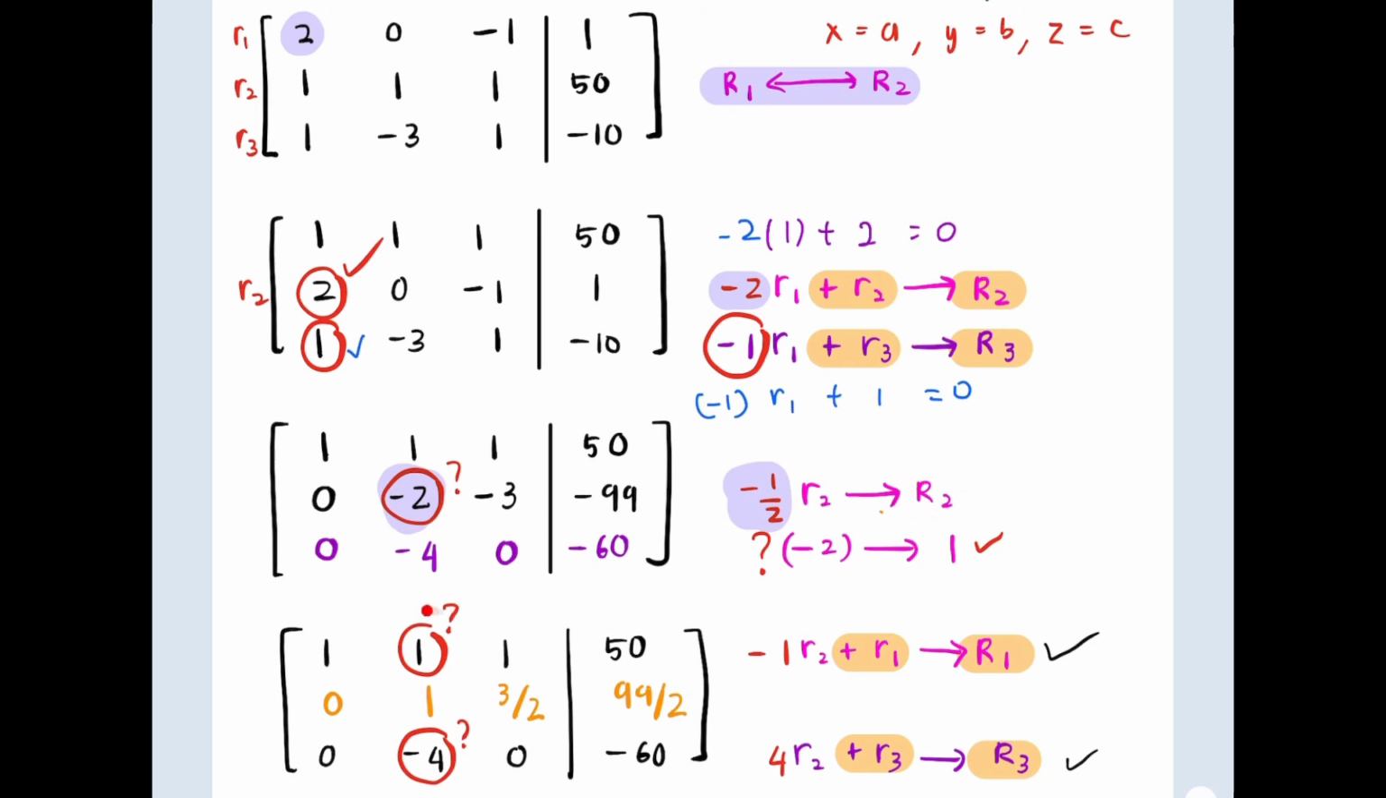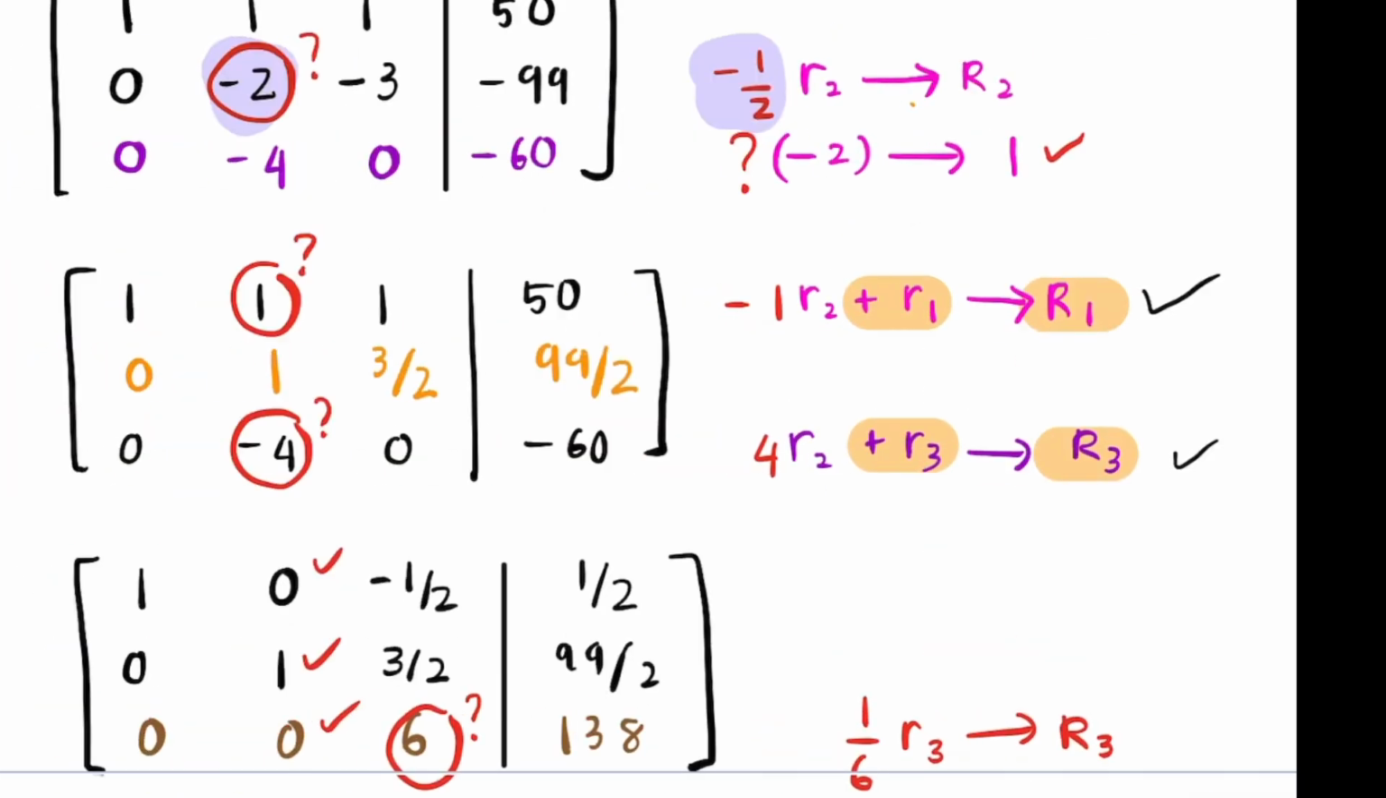So just rewrite back all entries. Only you change row 2. So this is 0, this is 1, this is 3 over 2, and this is 99 over 2. So we're finished with that.